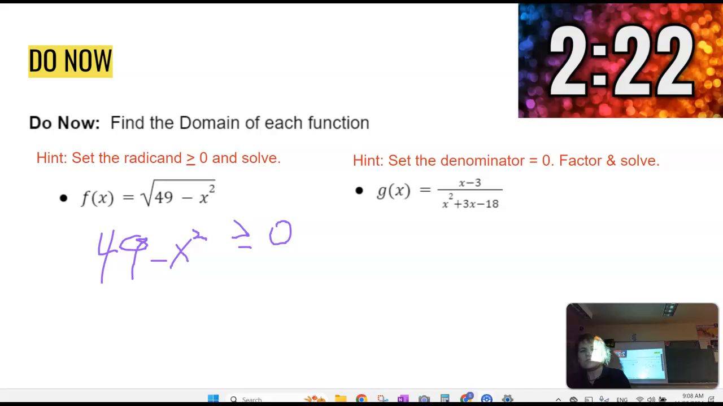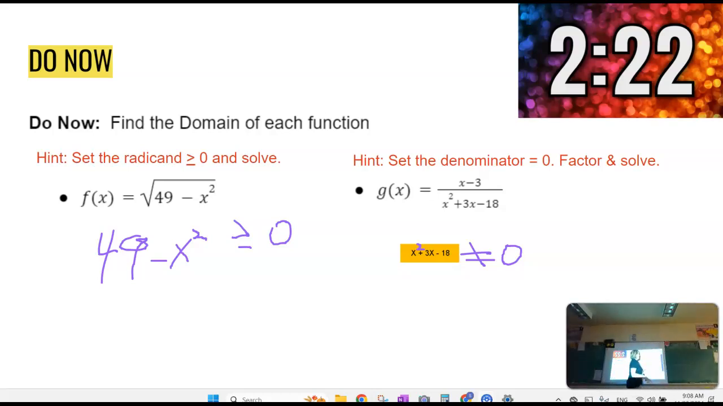There's always me, though. This one, set the denominator equal to 0. Why? Because you can't have a 0 in a denominator, right? So we say, well, the denominator is not allowed to be 0. So we're going to set this equal to 0. X squared plus 3x. The denominator can't be 0.